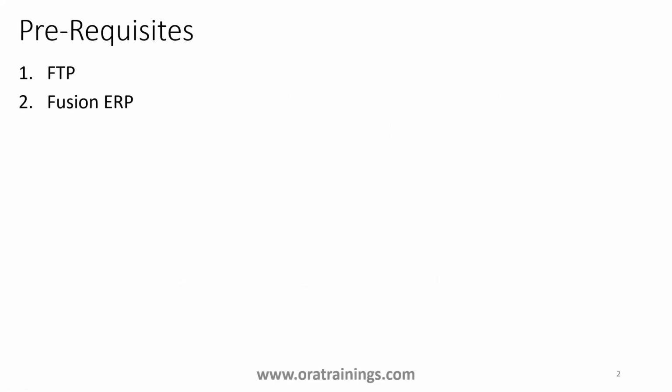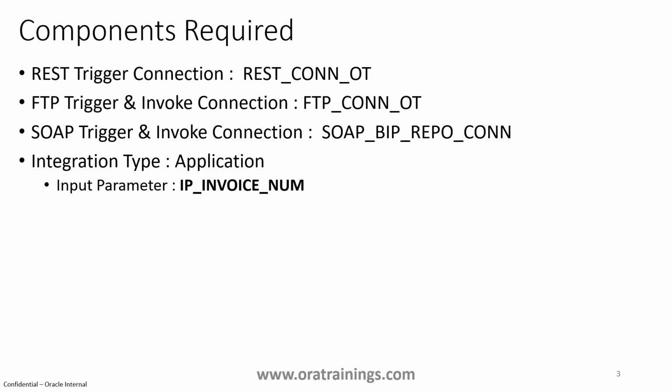The prerequisite requires two servers. One is FTP, the place where we want to store the file, and a Fusion ERP where we'll have our BIP report available, which we want to invoke from OIC. And now the list of connections as well as components: we require a REST connection, which is a trigger activity connection. The next one is FTP, and the next one is SOAP, which is for the purpose of the BIP report.